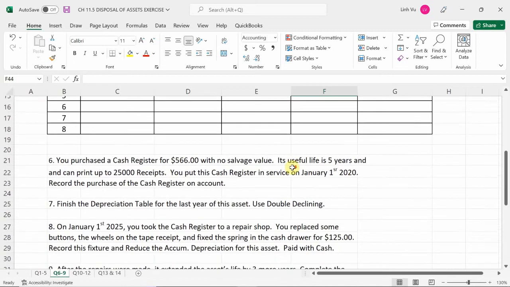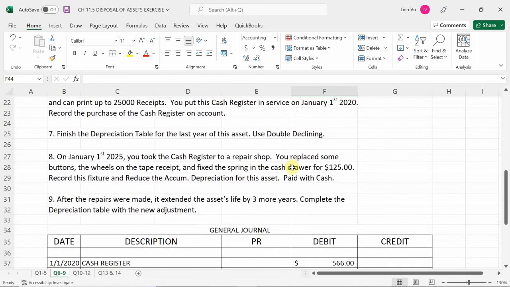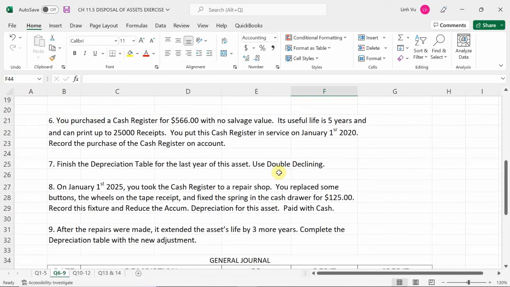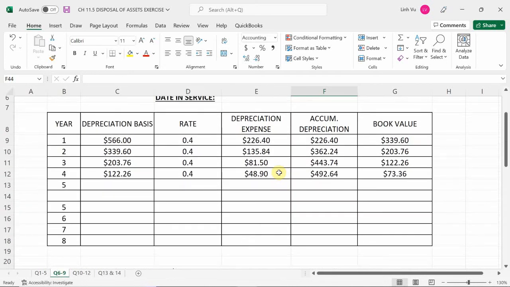Okay, for $566. Okay? Now it says right here, number 7, go ahead and finish the depreciation table for the last year of the asset. Okay, use double declining.